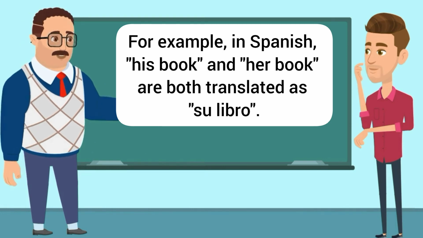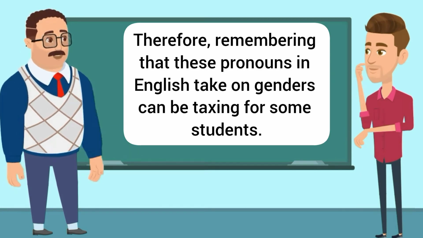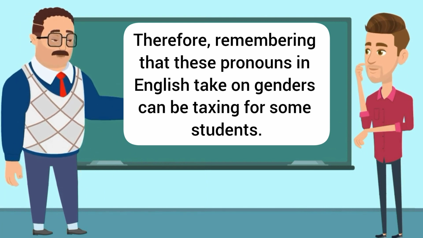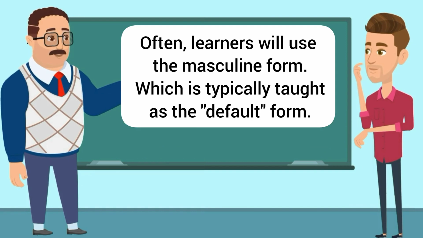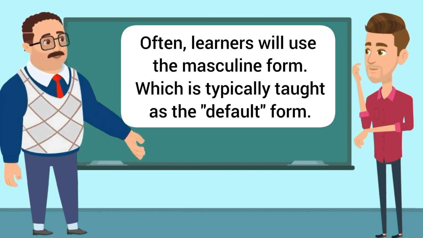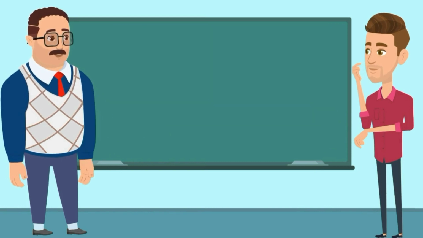For example, in Spanish, his book and her book are both translated as su libro. Therefore, remembering that these pronouns in English take on genders can be taxing for some students. Often, learners will use the masculine form, which is typically taught as the default form. So, the only thing here to tell you is be careful when using object pronouns and possessive pronouns.